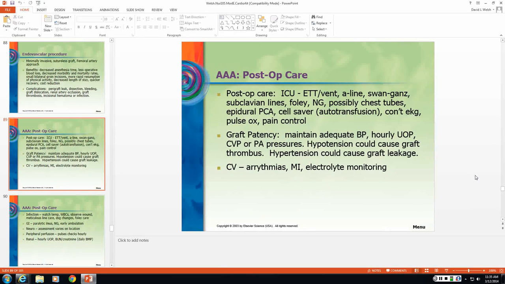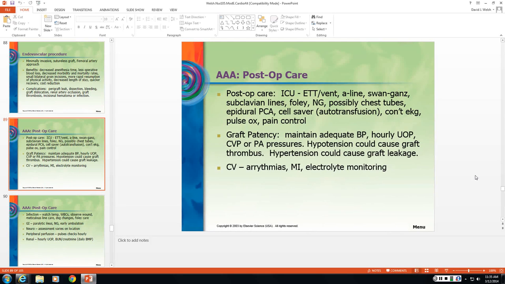So post-op care for a AAA, usually they're going to be in the ICU, usually on an ET tube or the vent. They're going to have an art line, maybe a Swan-Ganz catheter to monitor pressures. They're usually going to have subclavian lines, so like a central venous line. A Foley, NG, possibly chest tubes, might have an epidural, PCA, pain pump.